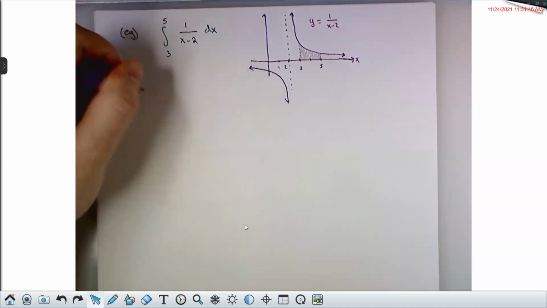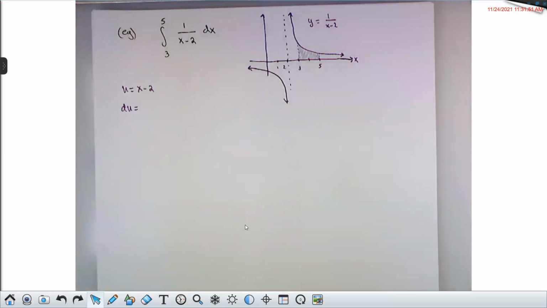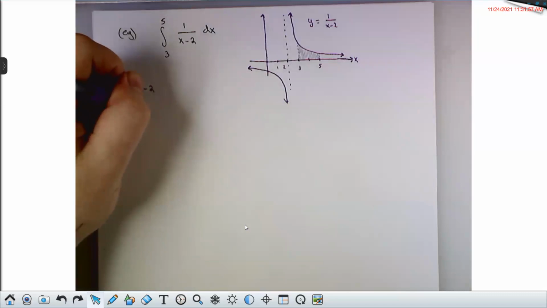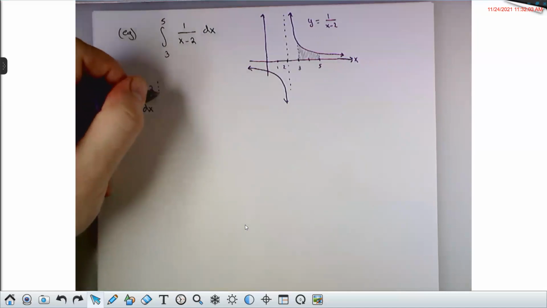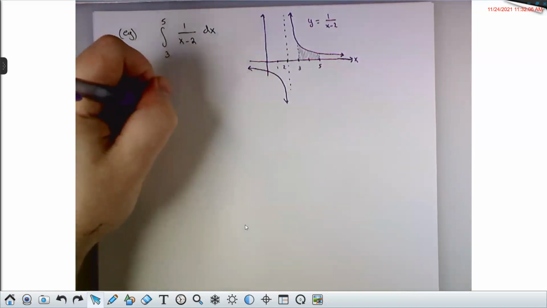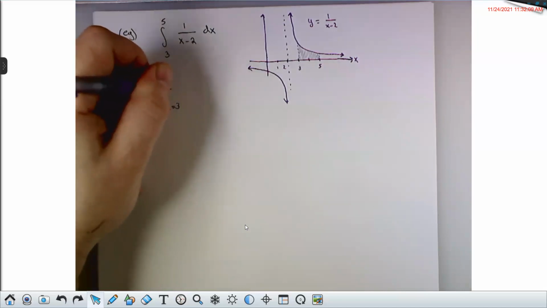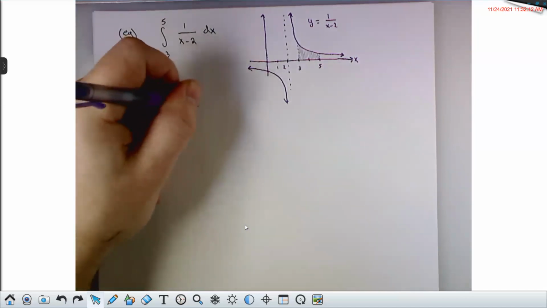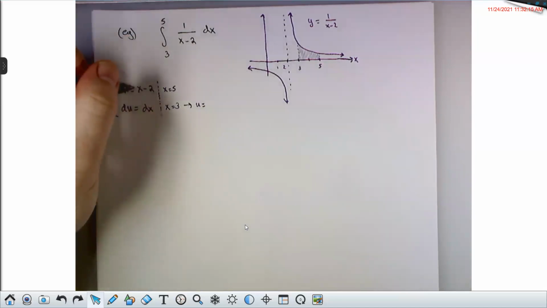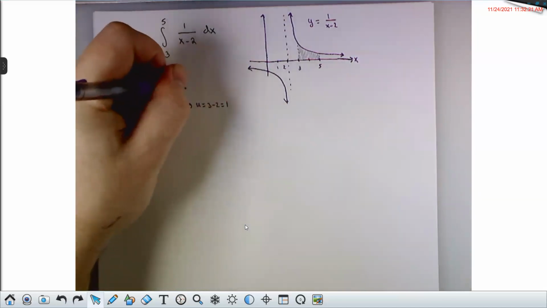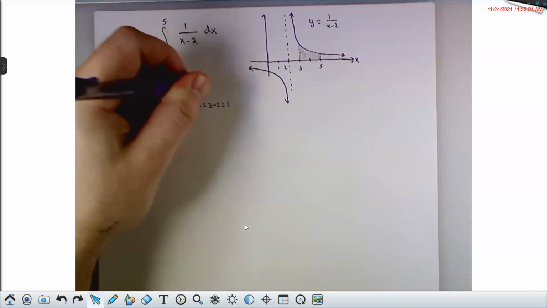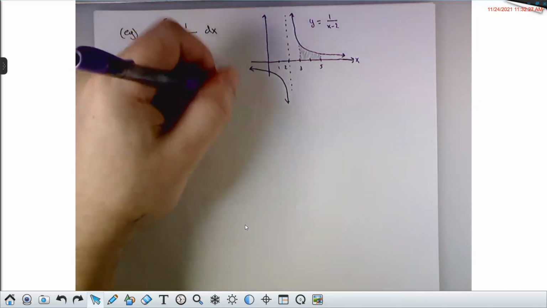So I'll make the substitution u equals x minus 2. What is du? du/dx would be 1. So du is 1 times dx, or just dx. I'll change my bounds. Write down the old bounds here, x equals 3, x equals 5. When x is equal to 3, u is 3 minus 2, which is 1. And when x is equal to 5, u is 5 minus 2, which is 3.